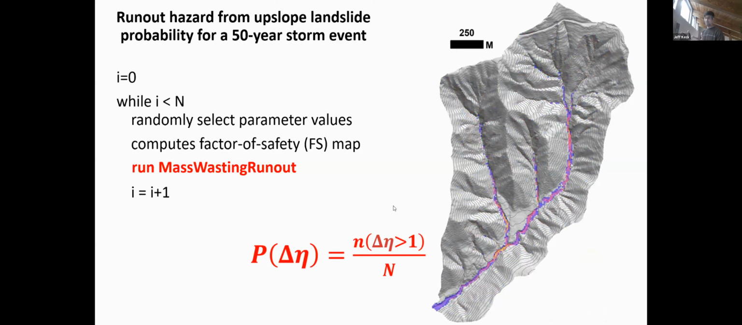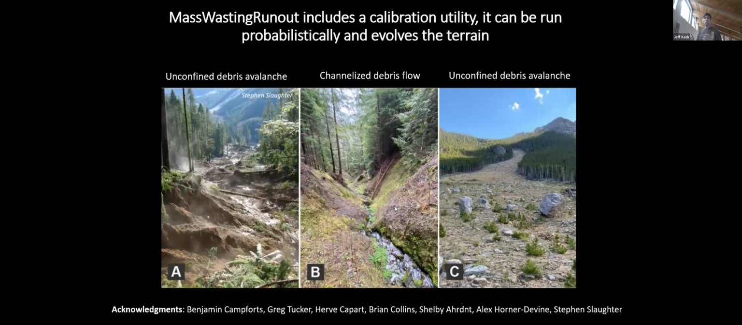So this probability represents both unknowns in landslide size and location, as well as parameter values, which are informed by the PDFs from the calibration utility. So mass wasting runout, in summary, includes a calibration utility. It can be run probabilistically and it involves the terrain. And thanks for letting me talk.